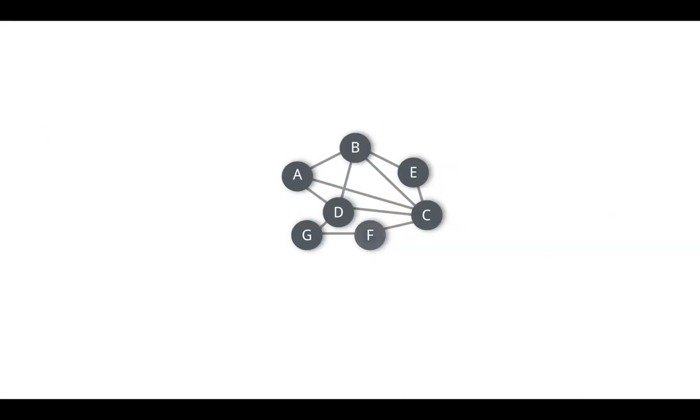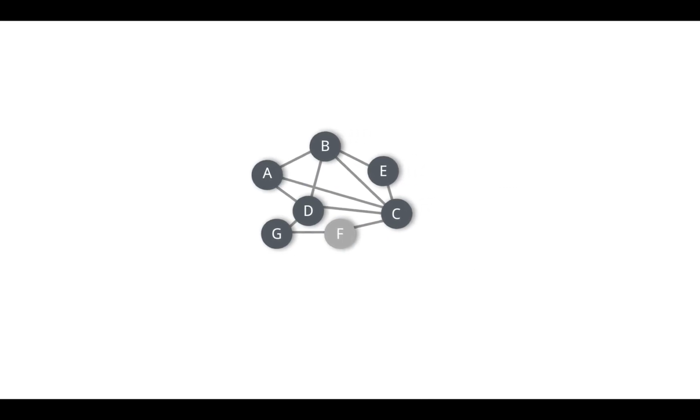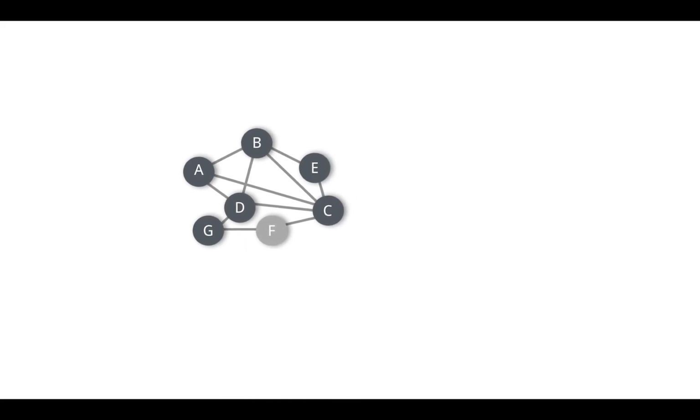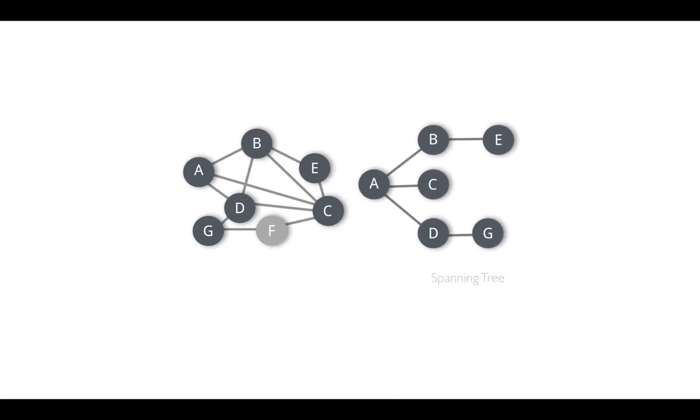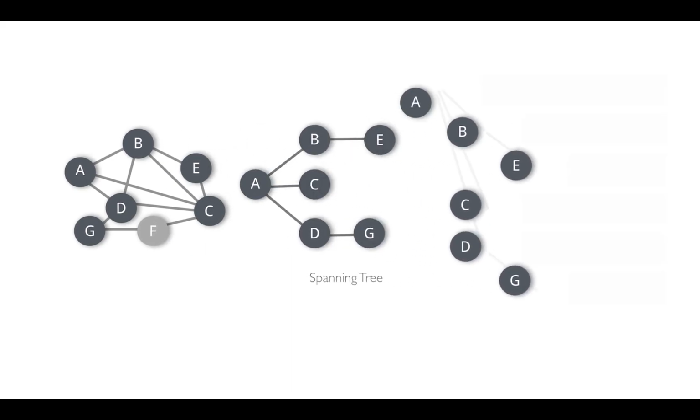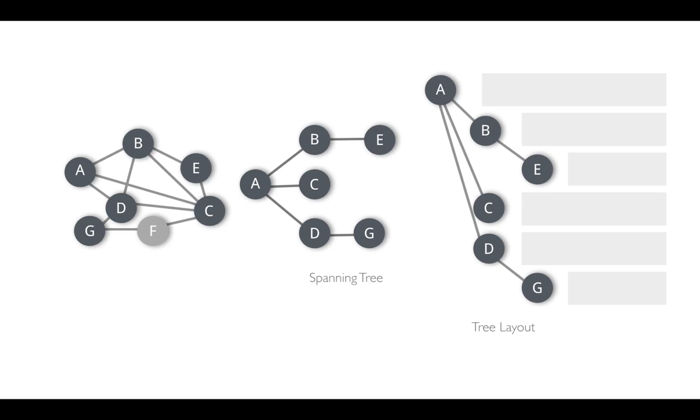The first step we take is to extract a smaller subgraph from the original network. For our current graph, we select all nodes except for F. Once we've selected the subset of nodes, we extract a spanning tree as shown here. We linearize this tree to assign every node a unique vertical position.